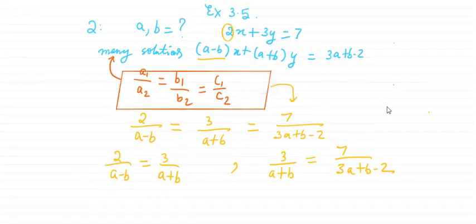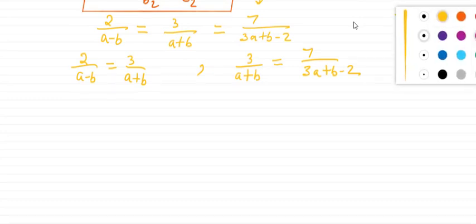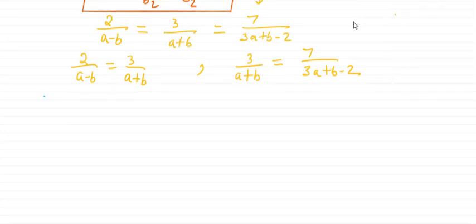Up to this is clear to everyone? Yes. So now we'll simplify it. 2a plus 2b will be equal to 3a minus 3b. So from here you can simplify, and you will get 5b minus a equals 0, right?